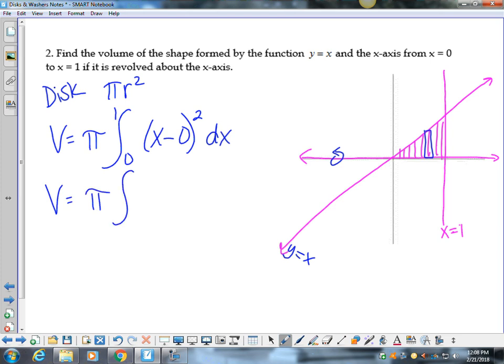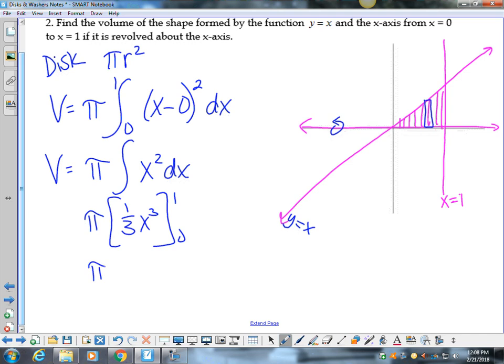And then I just clean a little bit. And then I take the integral. And then I evaluate. Units cubed. Okay. So far, piece of cake.